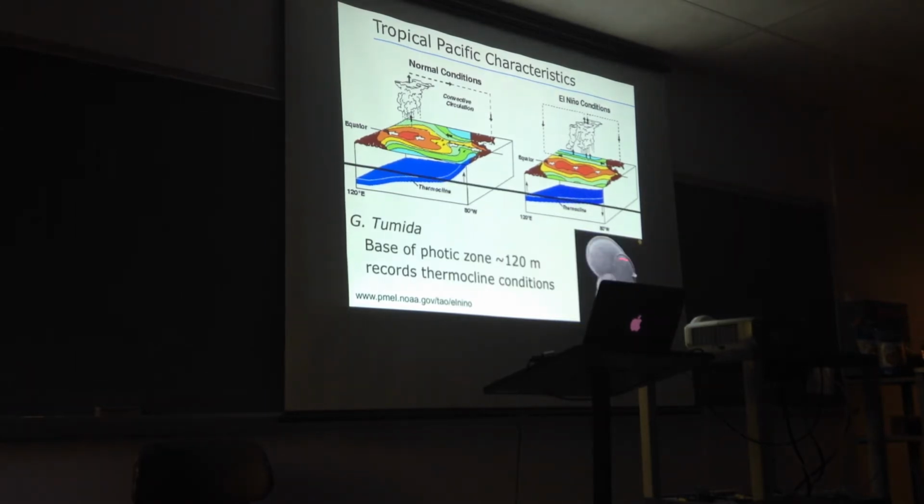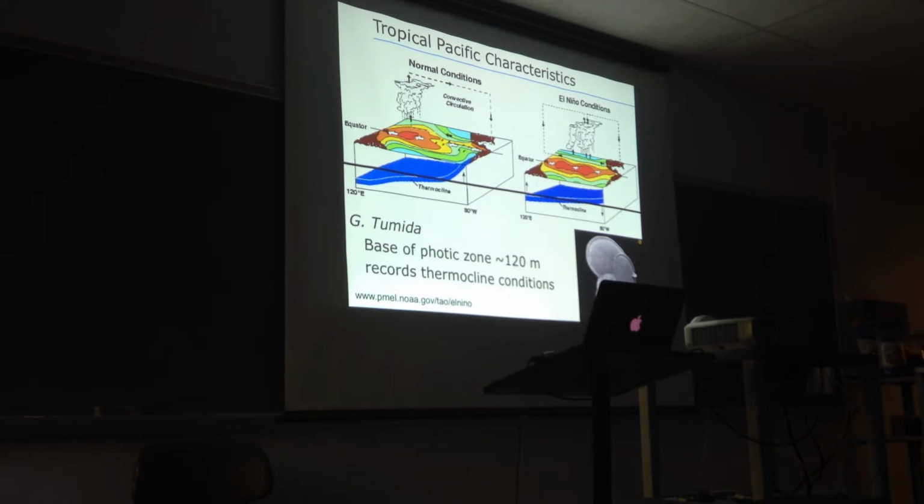We use this little guy. This is a foraminifera, tumida, and this guy likes to live at the base of the photic zone. So it tends to live at about 120 meters, which works out really well for us, because during a normal year, the thermocline is shallower than that, and during an El Nino year, it's approaching close to that. So this is a great tool to look at what the subsurface was doing.